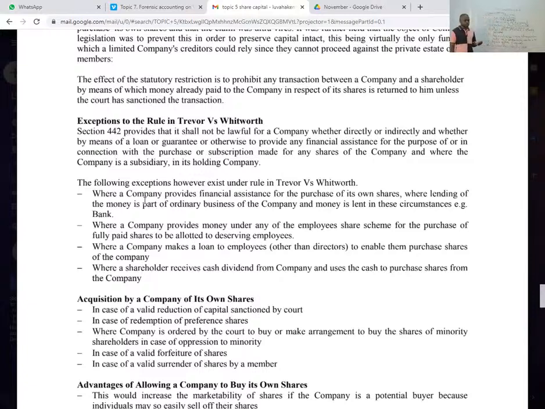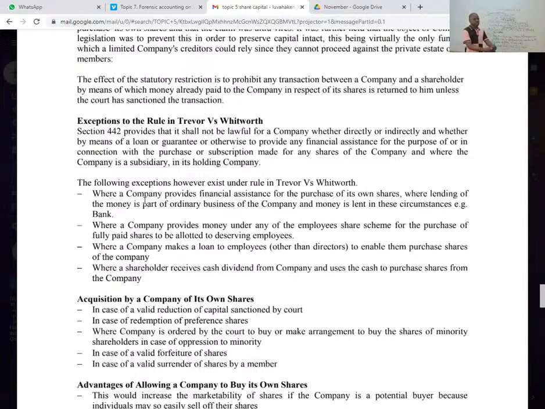Then number four, in case of a valid forfeiture of shares. You can remember what we learned about forfeiture of shares. It is simply cancellation of your shares in case you're not able to pay any outstanding amount on your calls. So the company can forfeit the shares, cancel your shares and give you back the amount of money, depending on the agreement.